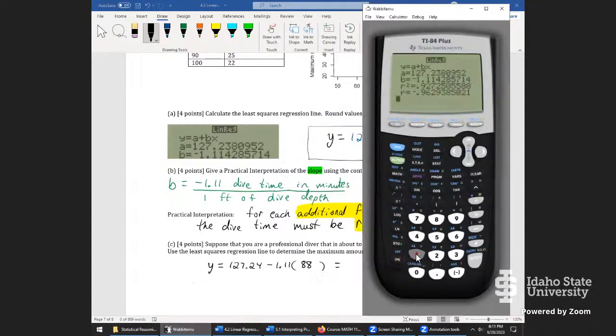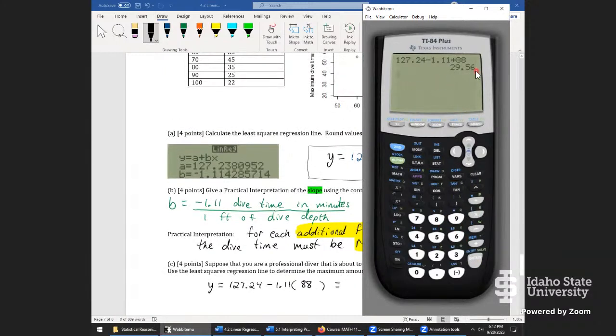And here's what we're going to get on this computation. It's first 127.24 minus 1.11 times 88. And it's telling us that your dive timer should be set to 29.56 feet. Looking at our data here, let's take a look. At 80 feet, it was 35. At 90 feet, it was 25. We threw this into a least squares regression line, and we got 29.56 feet.